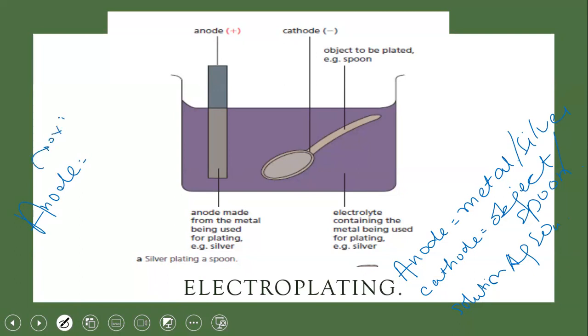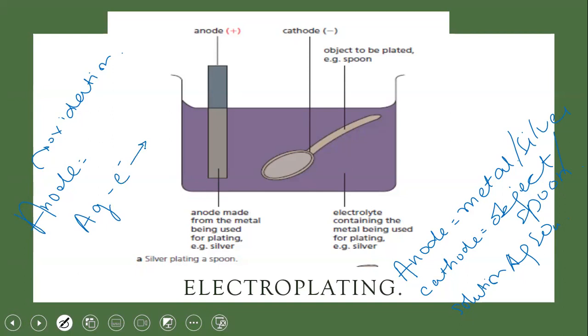Reduction at the anode? Yes, oxidation, because the anode is the positive one. Oxidation. So what is going to happen? The silver metal is going to lose electrons. And what will it become?